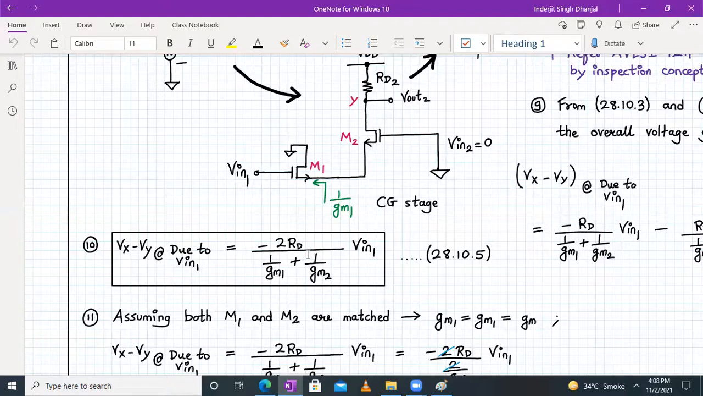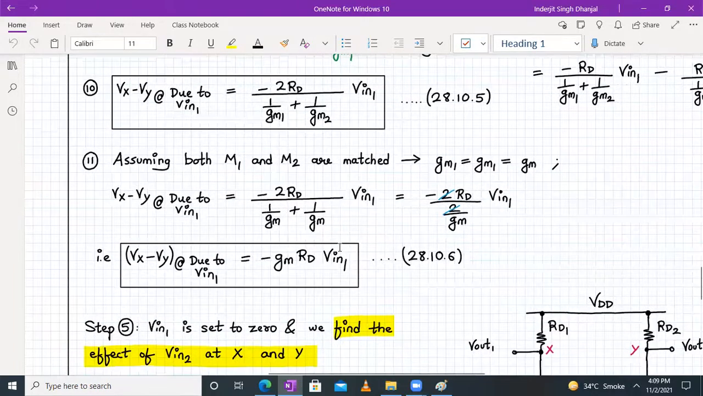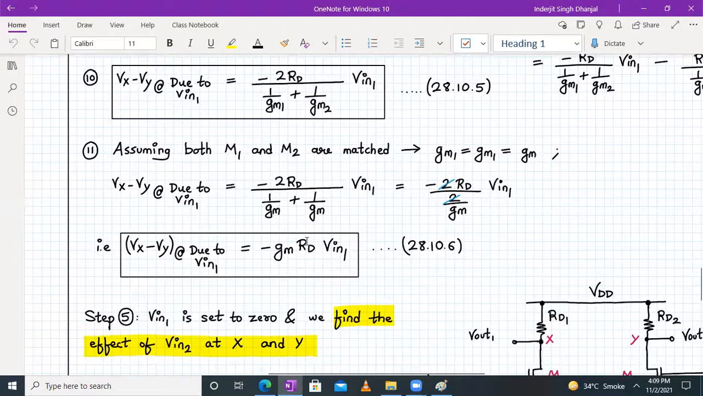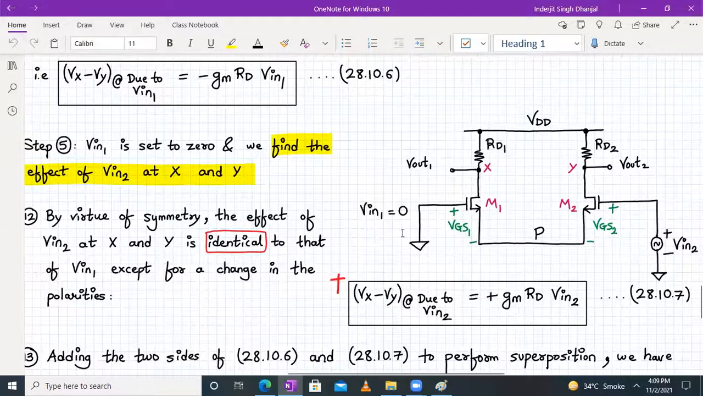Assuming that the transistors are matched, we put gm1 and gm2 equal to gm. So the formula modifies to minus twice RD divided by twice gm times Vin1. The twice and twice get cancelled, and Vx minus Vy due to Vin1 is given by minus gm times RD times Vin1. For the next case, what do we do by the superposition theorem? We set Vin1 equal to 0 and we find Vy.